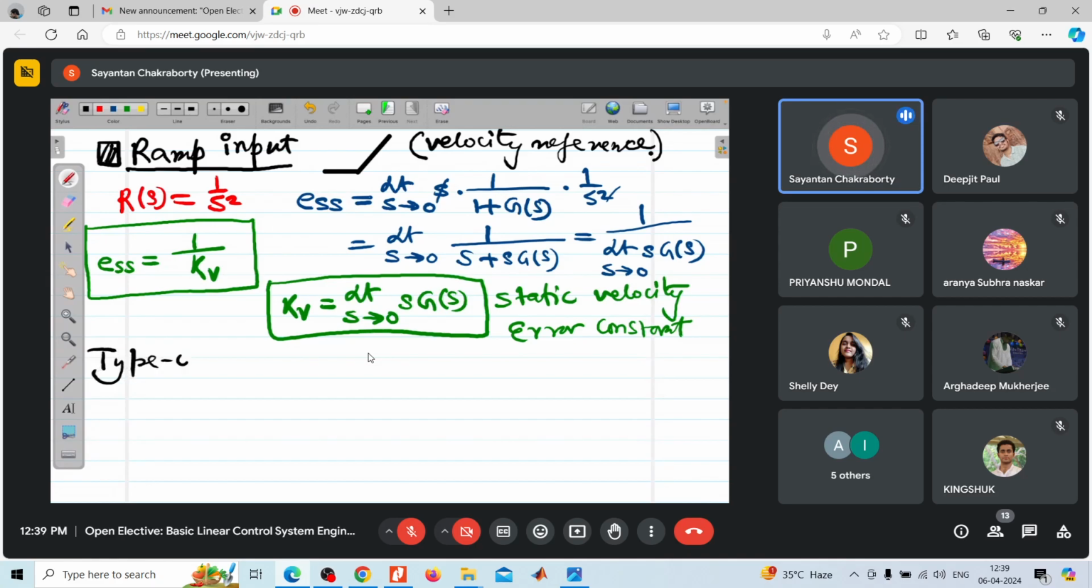Say for starters, type 0. So in this case, I'll write individually. Gs is equal to some K times (S plus Zi) over (S plus Pi). So what will be the value of kV in this case?